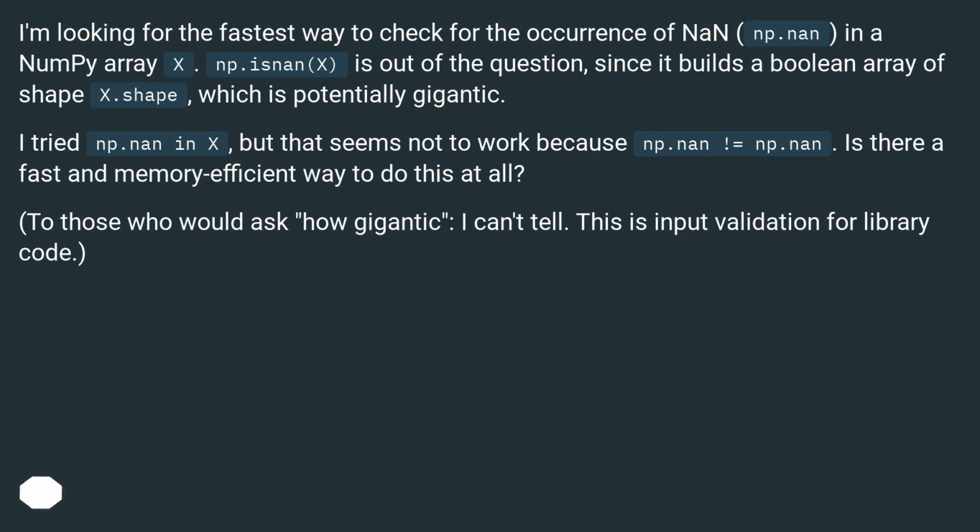np.isnan(X) is out of the question, since it builds a Boolean array of shape X.shape, which is potentially gigantic. I tried np.nan in X, but that seems not to work because np.nan != np.nan. Is there a fast and memory efficient way to do this at all? To those who would ask how gigantic, I can't tell. This is input validation for library code.